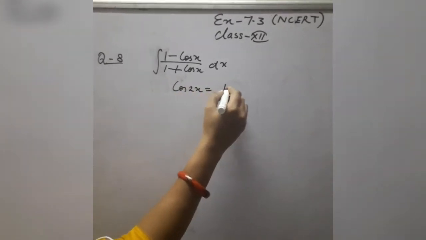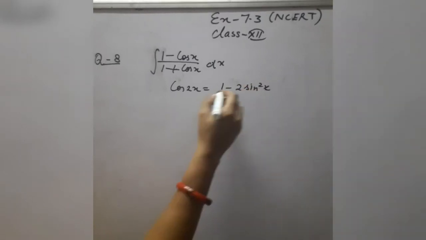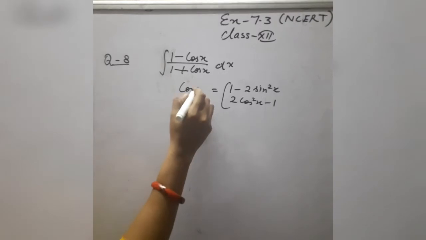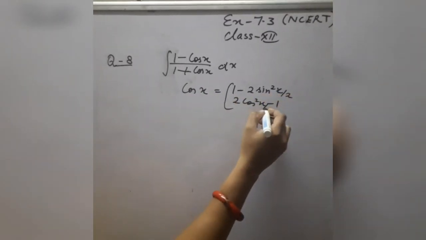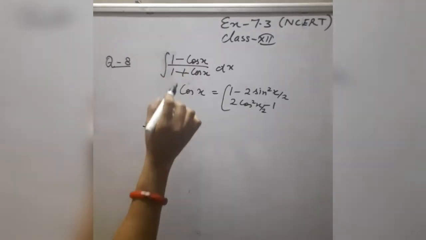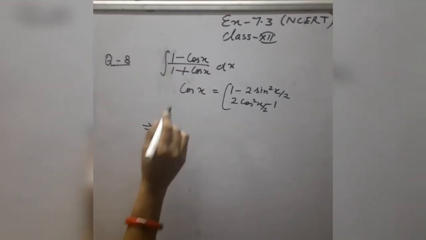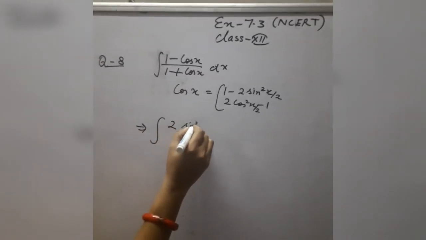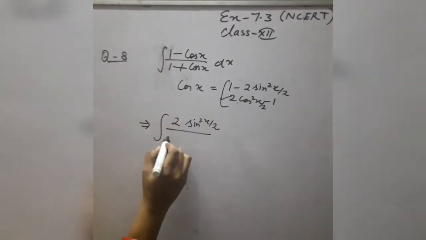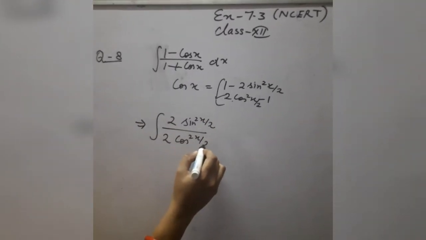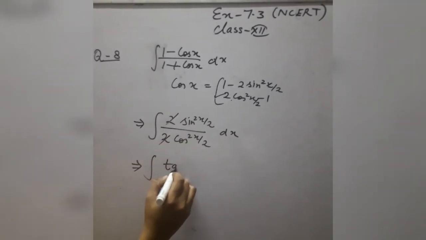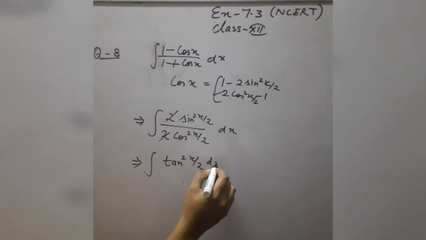Cos 2x is equal to 1 minus 2 sin square x, or the second one is 2 cos square x minus 1. If in place of 2x, x is written, in that case you will take x by 2 in place of x. By using these two formulas in this integration, 1 minus cos x can be written as 2 sin square x by 2. Similarly, by using the second formula, 1 plus cos x can be written as 2 cos square x by 2. 2 is cancelled with 2, and sin square by cos square becomes tangent square x by 2.